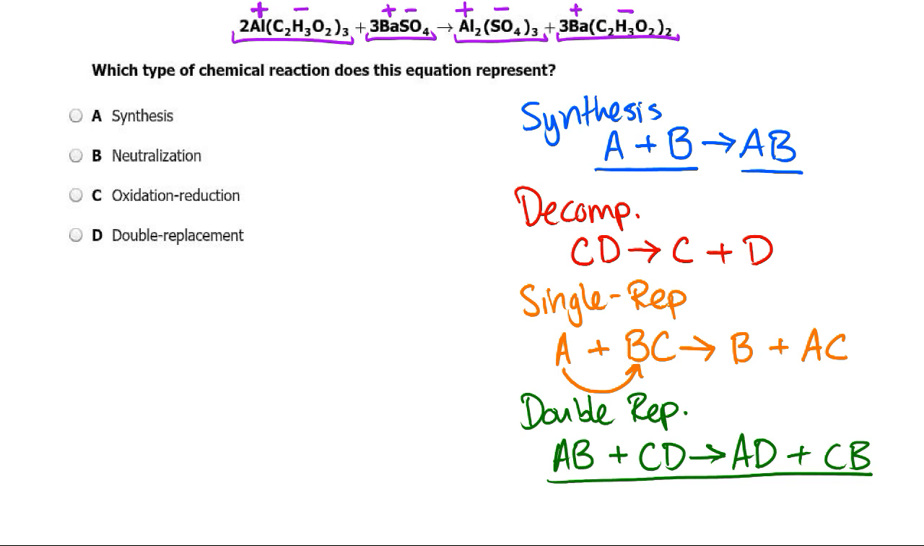Aluminum acetate and barium sulfate create aluminum sulfate and barium acetate. This would be an example of a double replacement reaction, because you have an AB and a CD creating two new compounds.